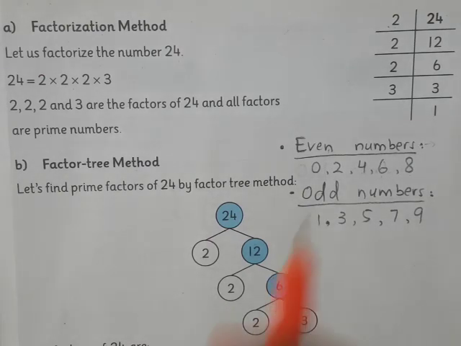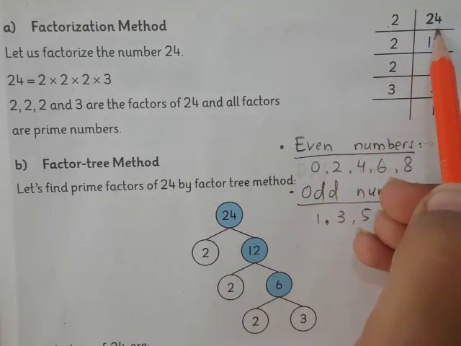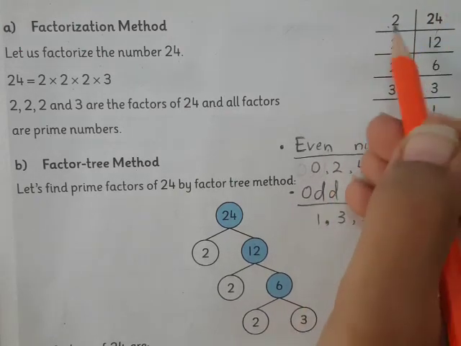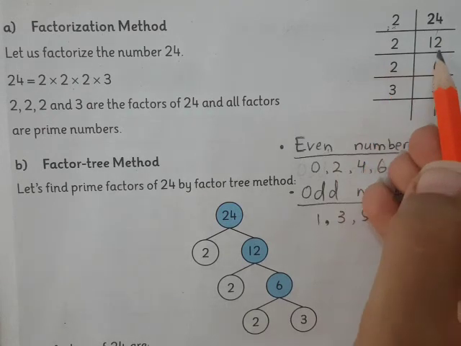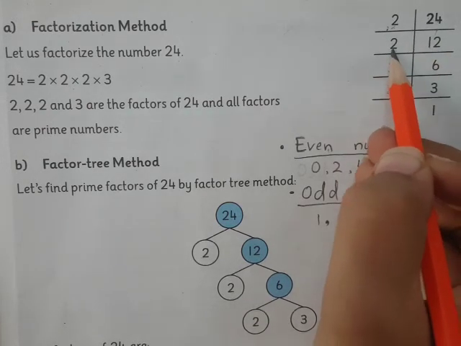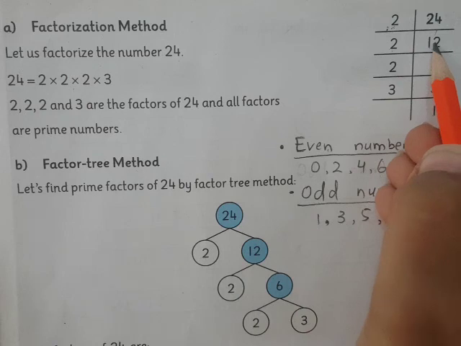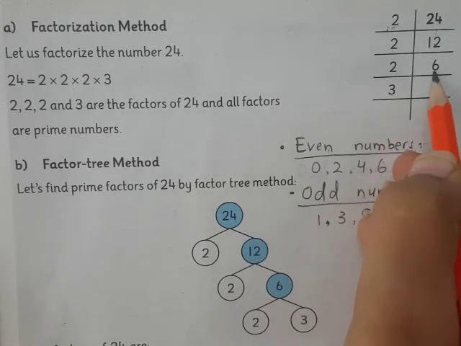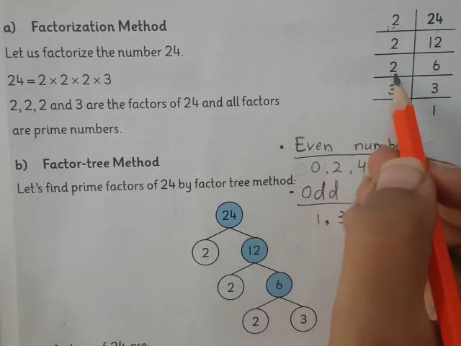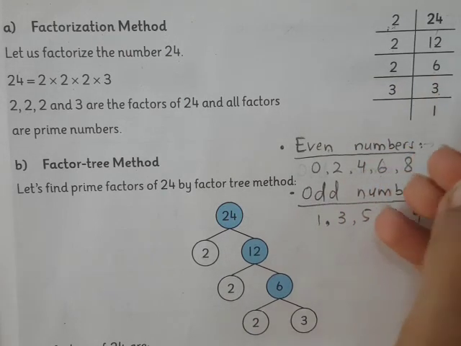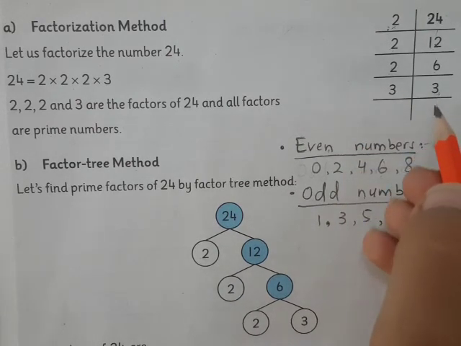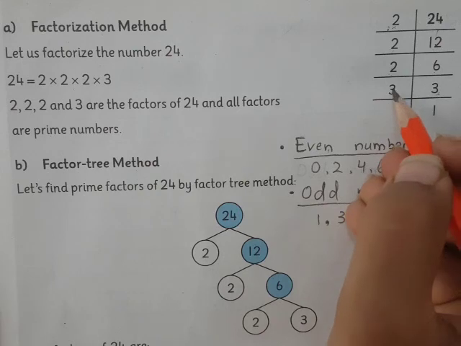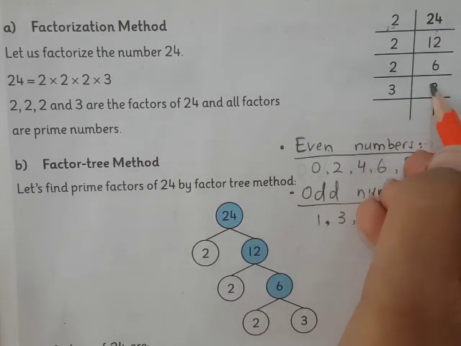Okay, now tell me, is 24 an even number? Yes, so it can be divisible by 2. 2 ones are 2. 2 2s are 4. Then again we will divide this number 12 with the same number 2. 2 6s are 12. 6 is again an even number, then it can be divisible by 2 again. So 2 3s are 6. And the last number is 3. It cannot be divisible by 2, so it is another prime number. It will be divided by the same number, that is 3 1s are 3.